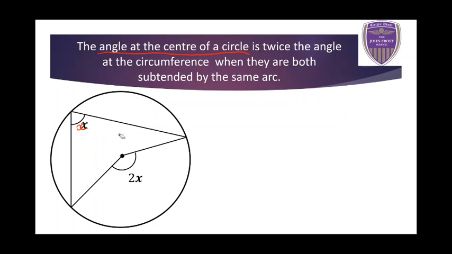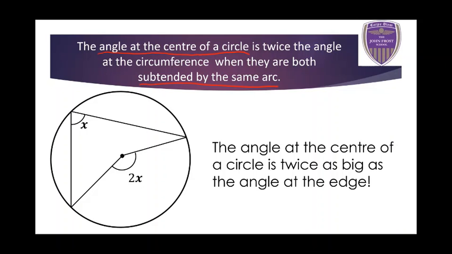So if we're going to call them x, the angle at the center will be 2x, and the angle at the edge of the circle will be x, okay? So the angle at the center of the circle is twice the angle at the circumference, okay? And when it says subtended by the same arc, it basically means that there's this arc here, and the two lines are meeting the same place on the circle, okay? But that's a bit of a mouthful. So just for your sake, when you're remembering this rule, the angle at the center of a circle is twice as big as the angle at the edge. Nice and easy, okay? So let's have a look.